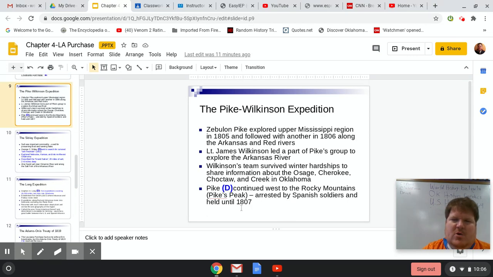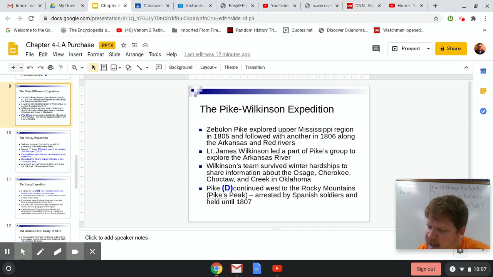Your definition for Pike, Zebulon Pike, is right here. Zebulon Pike basically would explore the upper Mississippi region in 1805, followed with another in 1806 in the Arkansas and Red Rivers. Lieutenant James Wilkinson led a part of Pike's group to explore the Arkansas River, and Wilkinson's team survived winter hardships and shared information about the Osage, the Cherokee, Choctaw, and the Creek.